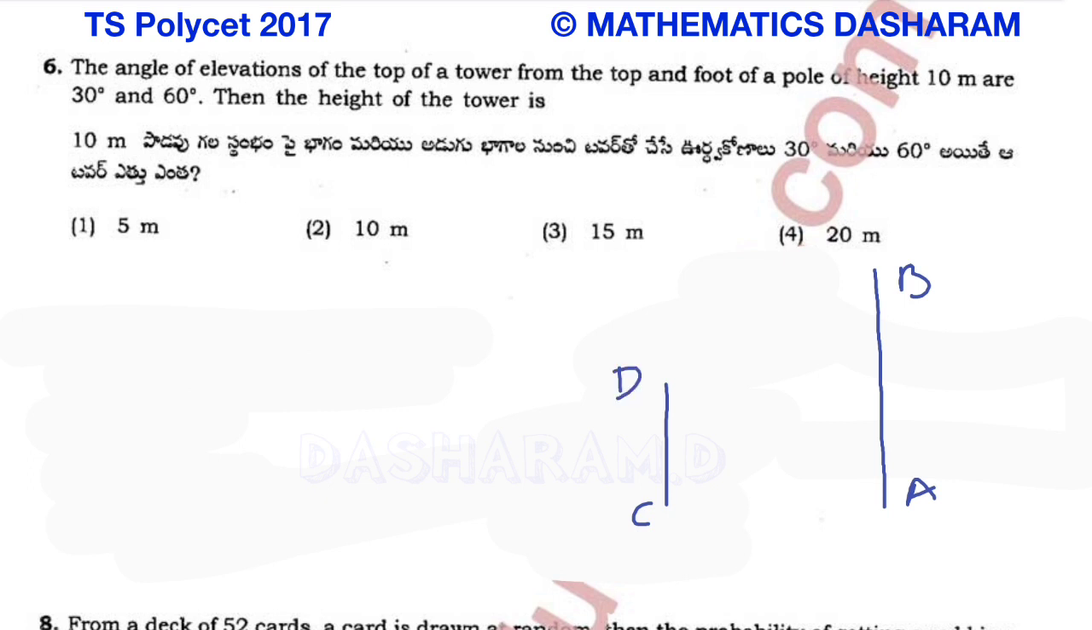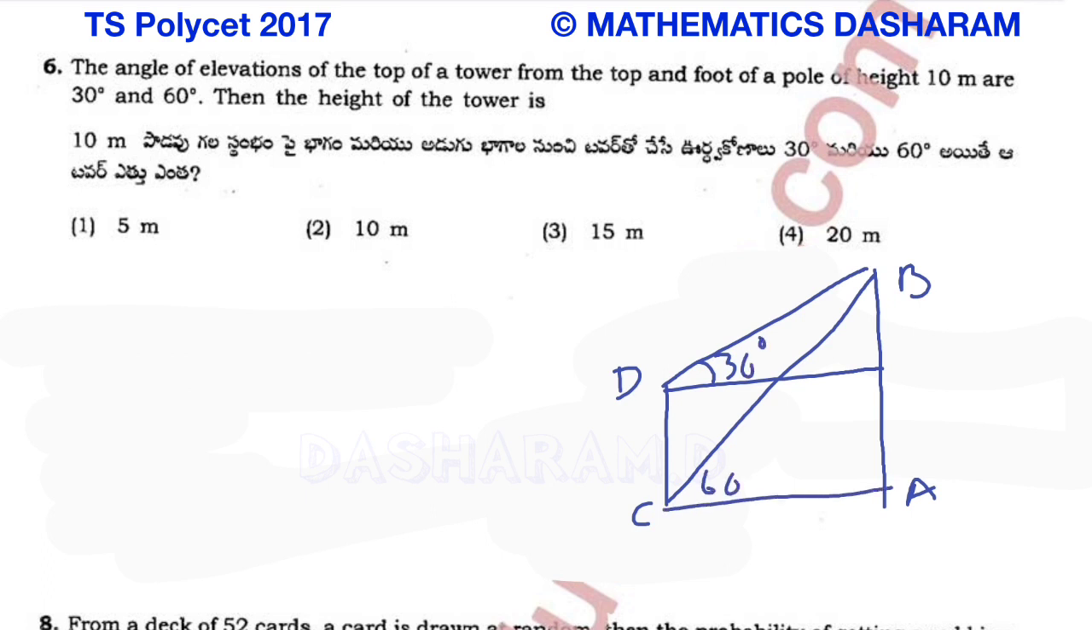Now the angle of elevation of the top of the tower from the top and foot of the pole. From the top it is 30 degrees, and from the foot 60 degrees angle of elevation. Then he is asking what is the height of the tower, and already given CD value, that is 10 meters.